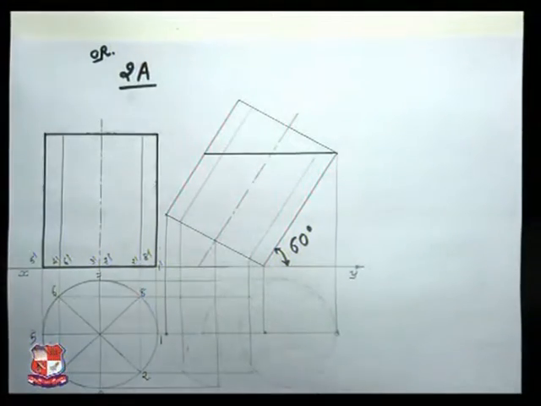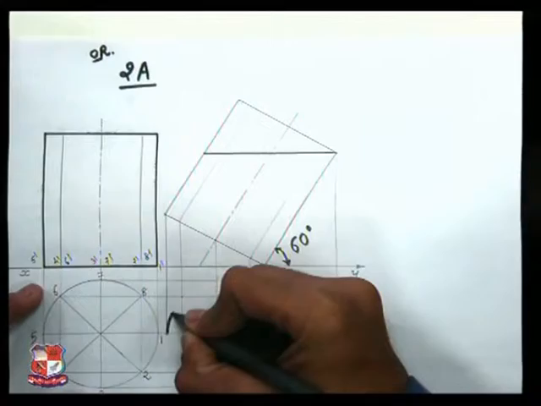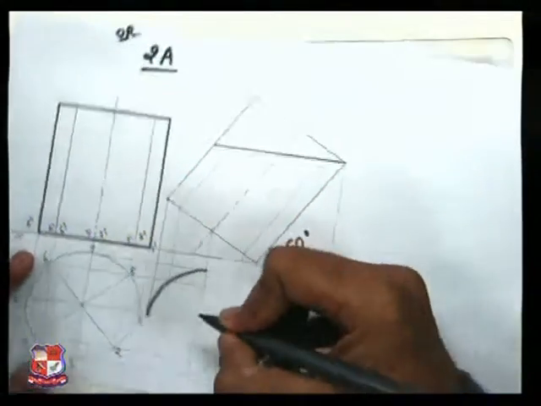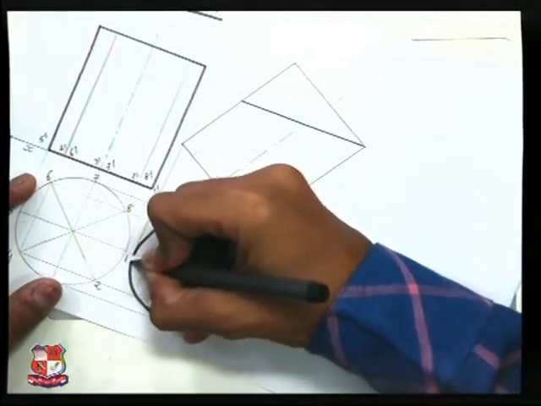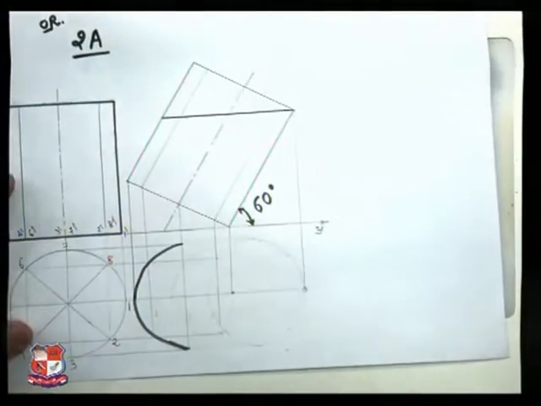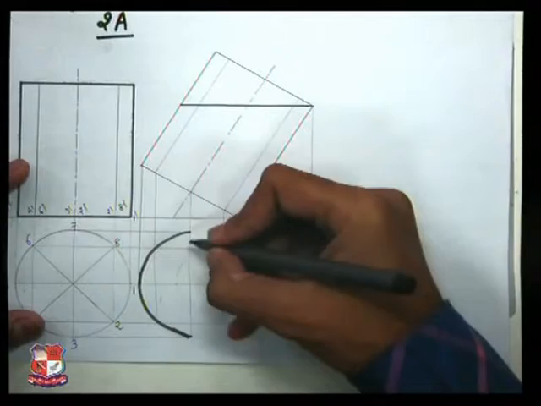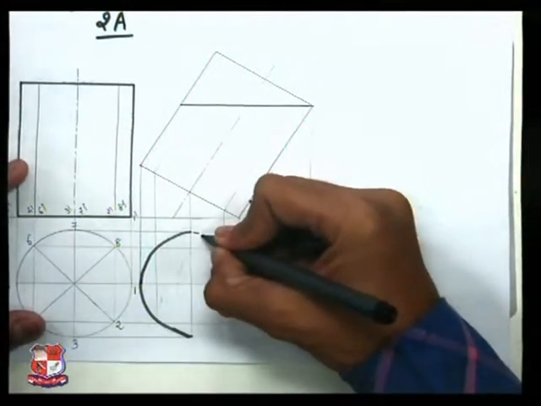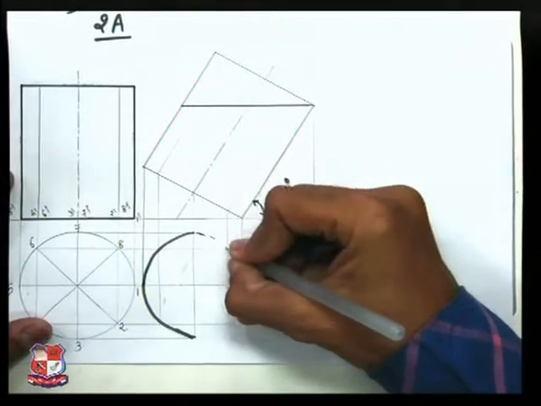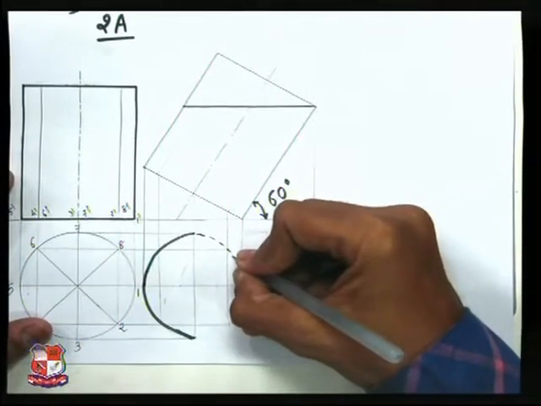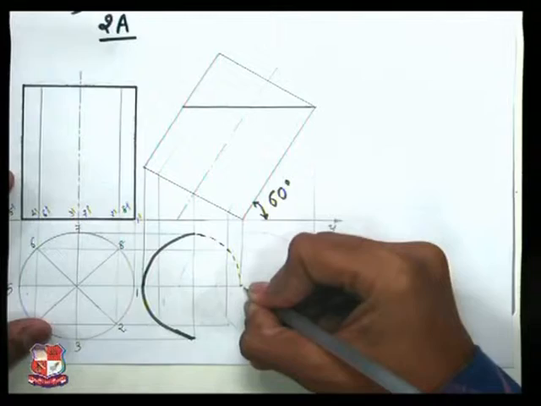So join all these points with a smooth curve. That will give us the bottom face of this container like this. It would be elliptical, and this one would be dotted because it will not be visible, as it is towards the bottom side. So join them with a dotted line.